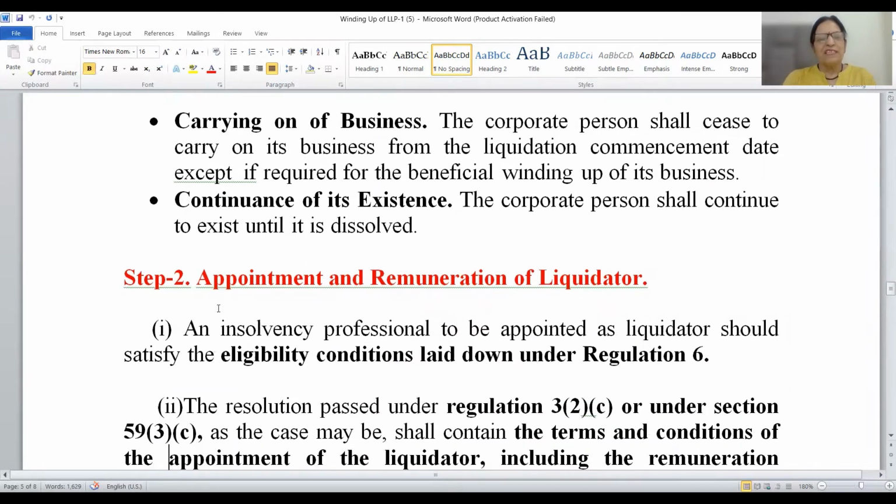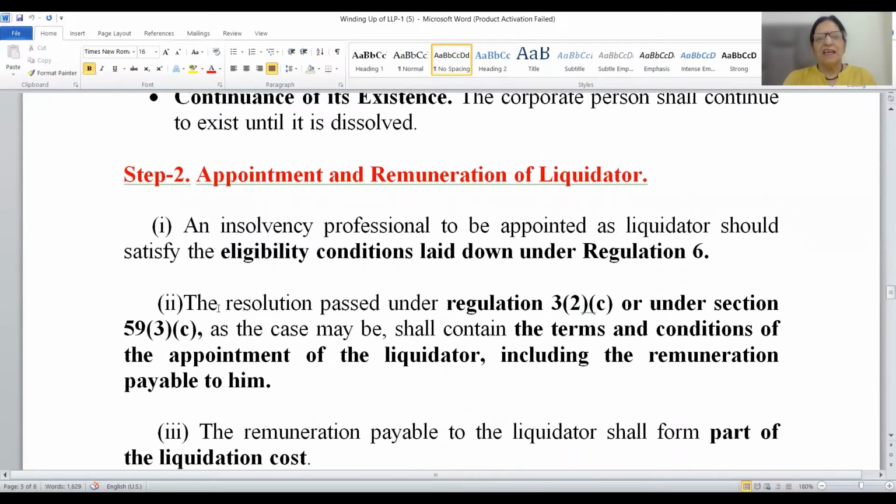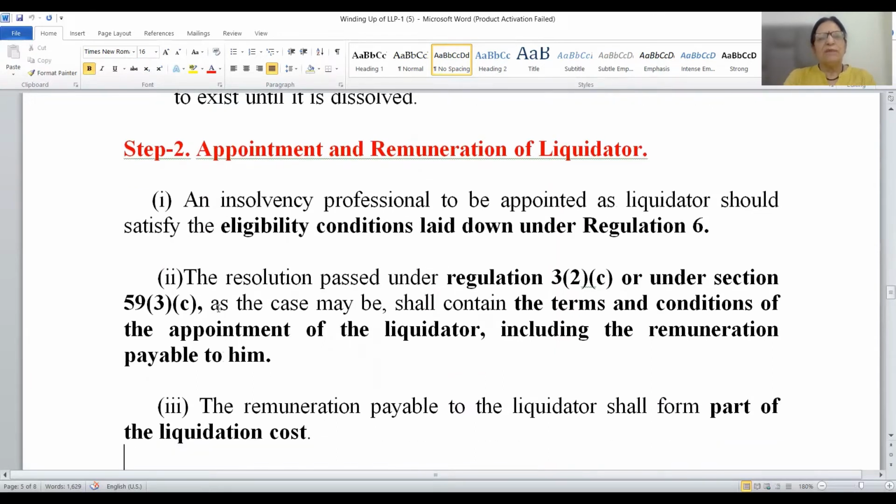Now, coming to the second step, which is appointment and remuneration of liquidator. An insolvency professional, which I have already mentioned, is to be appointed as liquidator and should satisfy the eligibility conditions which have been laid down under Regulation 6. The resolution passed under Regulation 3, Subsection 2C, or under Section 59(3)(c), as the case may be, shall contain the terms and conditions of the appointment of the liquidator, including the remuneration payable to him.